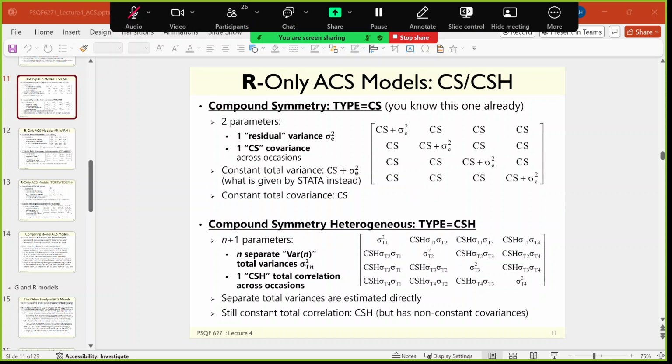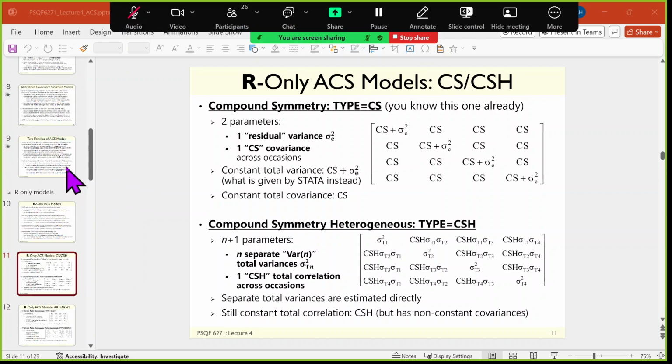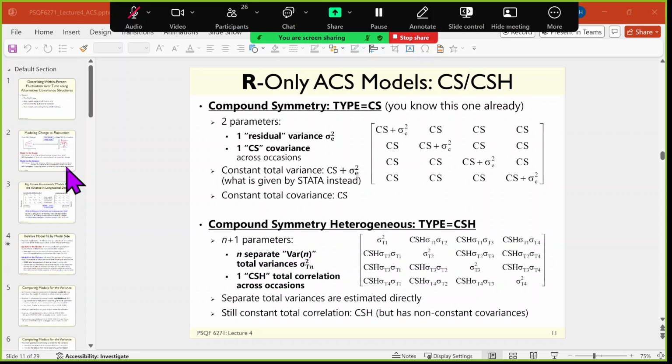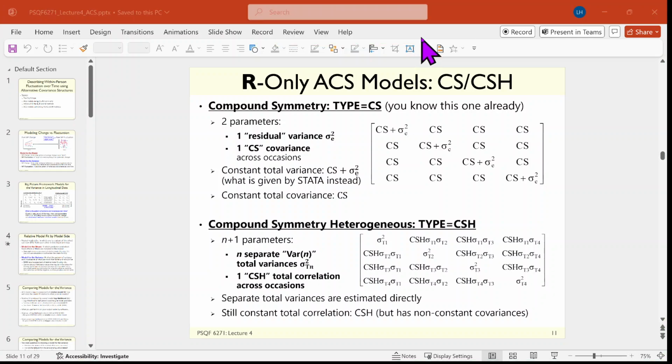Any questions about compound symmetry? Great. I think we can move on to the next one then. Lisa, you can stop sharing if you want. So then the next question is, what pattern of variance and covariance over time would an unstructured model predict?